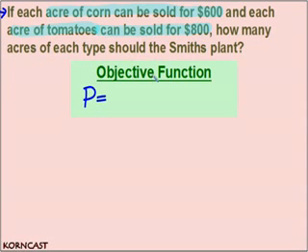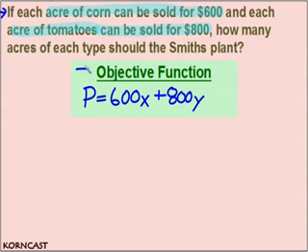So to set up our objective function is pretty easy. I know our corn is X, so it's going to be 600 times X. And same thing's going to happen with our tomatoes. We're going to multiply our Y by our tomatoes. So our $800 is going to be multiplied by the number of acres we produce. And then to get our total profit, we're going to add those two together. So the objective function is actually pretty simple to do. Now it's really important to keep this one completely separate from the constraints, because this is the only one that's really talking about profit, money.